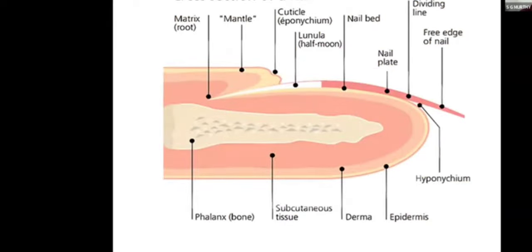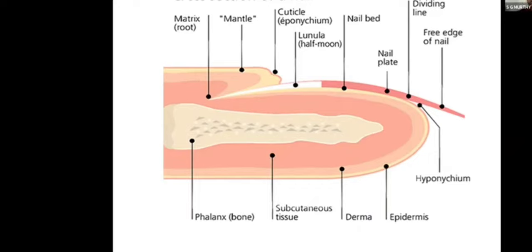See a cross-section of this. You see the matrix at the base of the nail. Matrix is the live portion which produces the cells for production of the nail. Or it is the site where the nail is being generated, the nail cells. And then the nail is pushed from the matrix. As it goes ahead, it becomes harder, harder, harder. And the nail plate is formed.